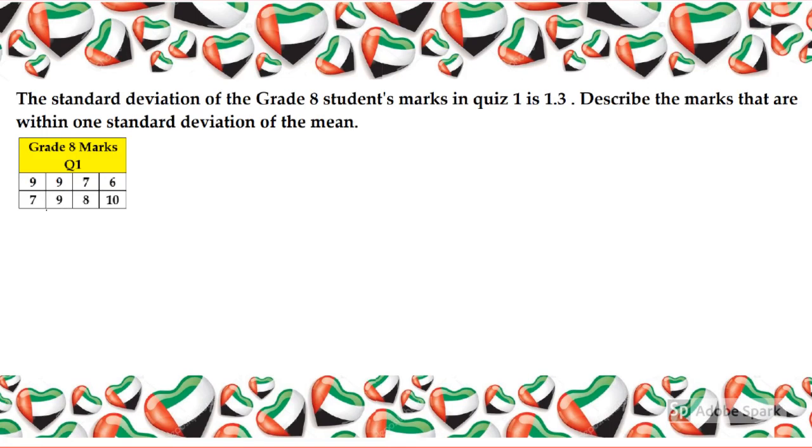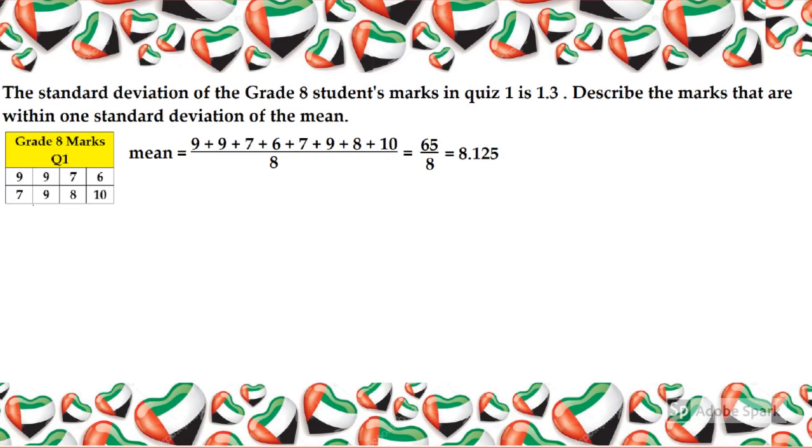Now, let us work on this. The standard deviation of the grade 8 students' marks in quiz 1 is 1.3. Describe the marks that are within one standard deviation of the mean. The quiz marks are written on the table. We've got 9, 9, 7, 6, 7, 9, 8, 10. There are 8 graded students who took the quiz.